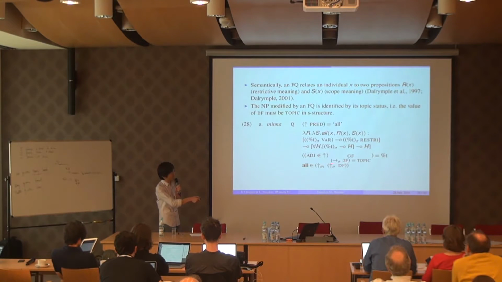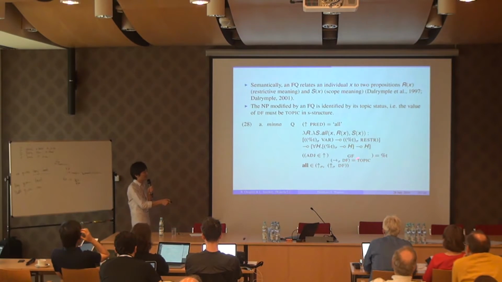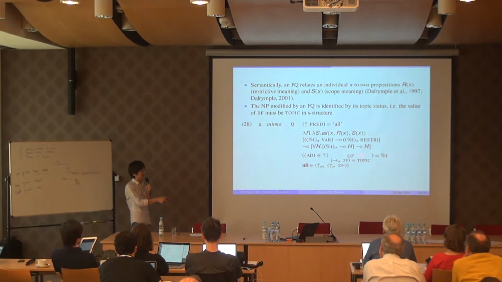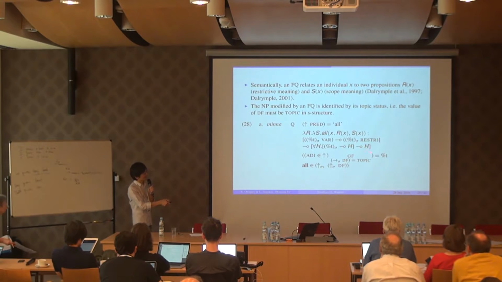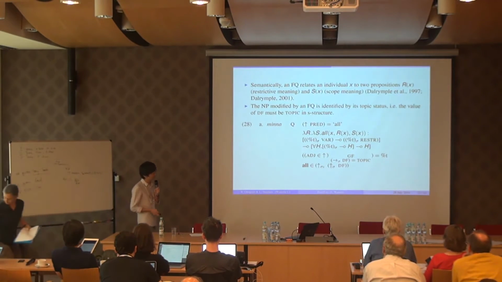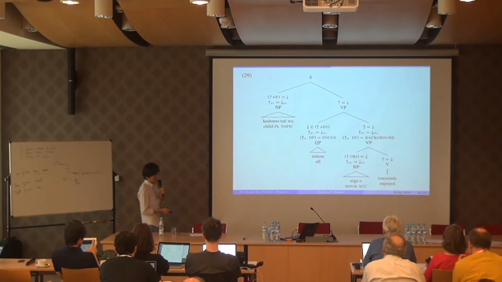So we need an off-path constraint here. This DF can be subject or object or any other thing, but whose value in the F structure must be topic. This way, we can identify the target of the modification here. Right, so this is the illustration.